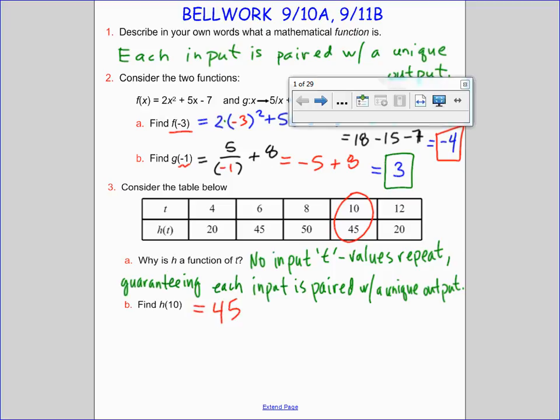What point would be represented by that function notation? h of 10 equals 45. The point input, comma, output. 10, comma, 45. The input 10 is paired with the output 45. And so there's 3 different ways to write it. A table, function notation, h of 10 equals 45, and a pairing as a point, 10, comma, 45. They all mean the same thing. When the independent variable is 10, the dependent variable value is 45.